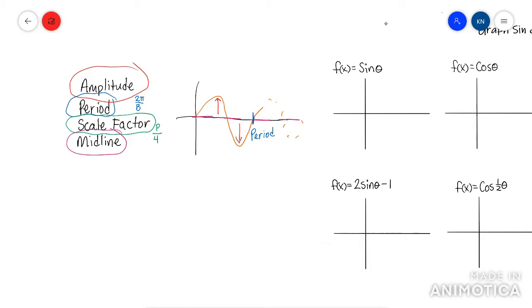And basically, we're going to have the period, and we're going to break it up into 5 points. That's going to be called scale factor. So the period divided by 4 is going to give us our scale factor. I make this checklist every single time I do one of these. So let's go ahead and look at some examples.